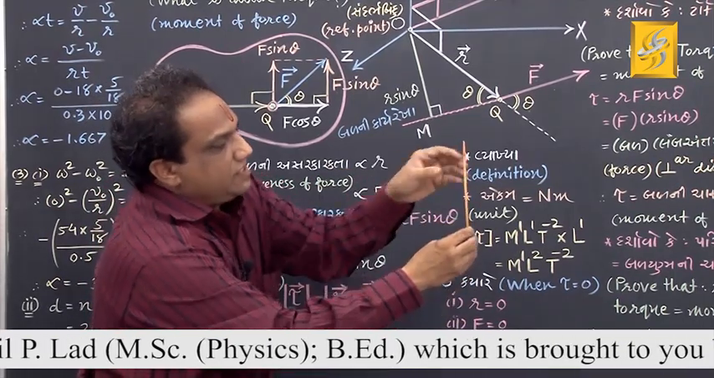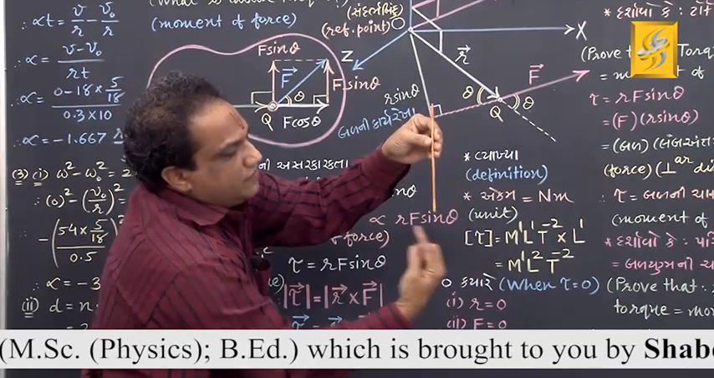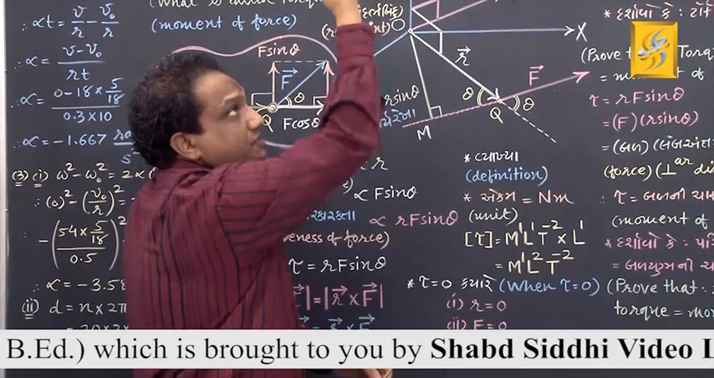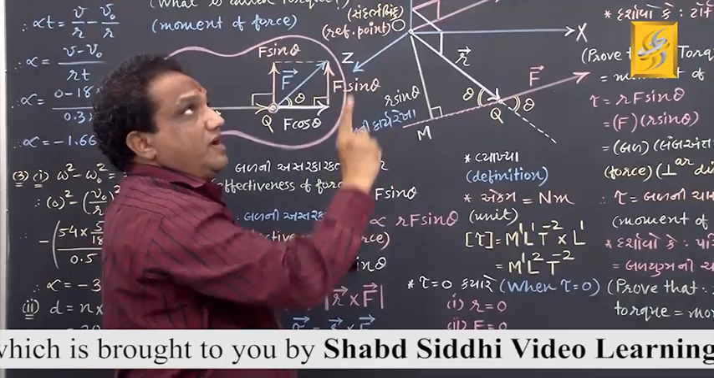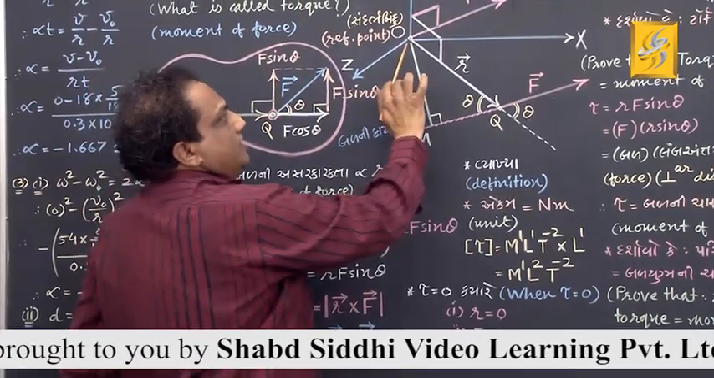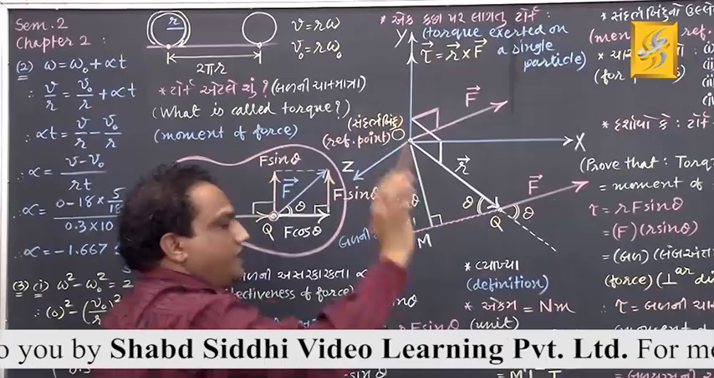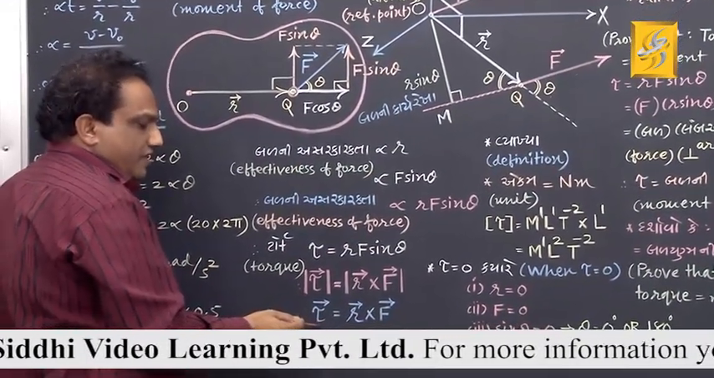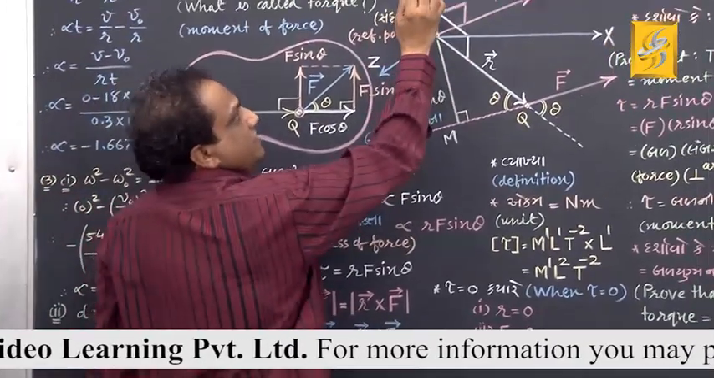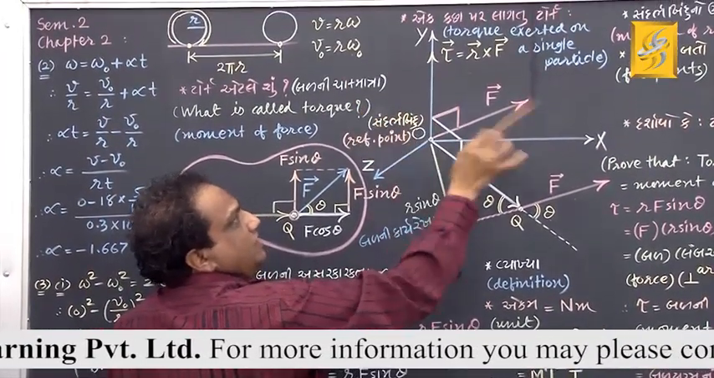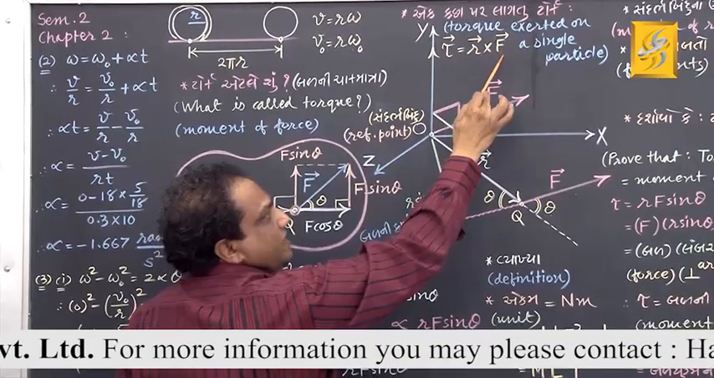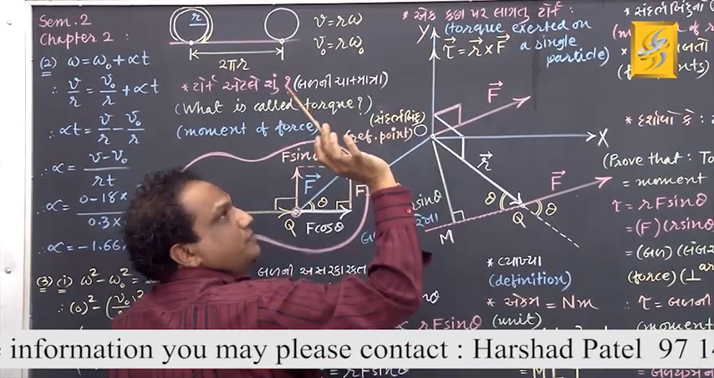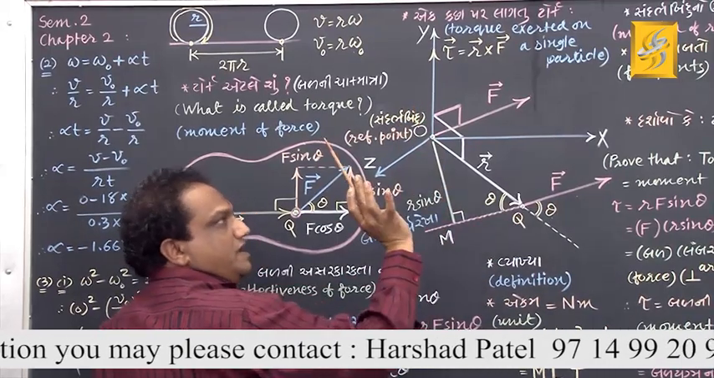And if I rotate this right-handed screw in the same manner this way, then it will advance vertically upwards. And that direction of advancement of the right-handed screw, which is right now vertically upwards, should be taken as the direction of this vector product. That is, it should be taken as the direction of vector tau. That is why here I have written vector tau, and vector tau is nothing but vector r cross vector f. At present, it comes out to be along, say, the y-axis, which is perpendicular to the xz plane.